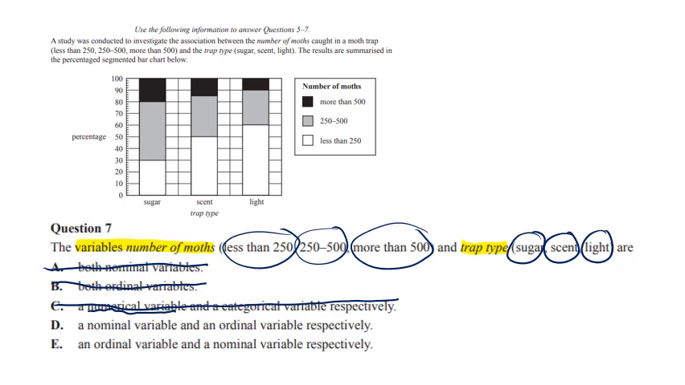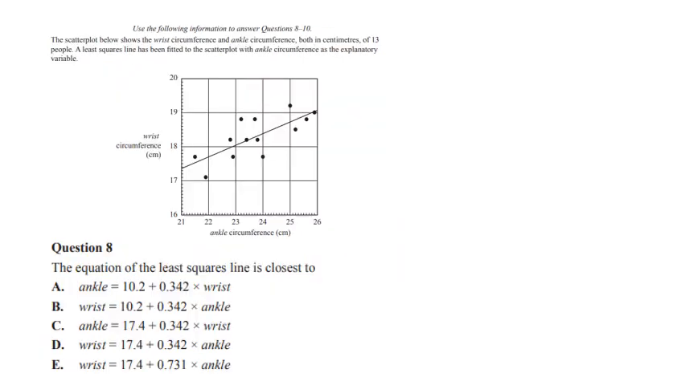Let's go to the next one. Nominal. Well, we said no, it's actually ordinal, the first one, and nominal, the second one. So that rules out D. Must be E.